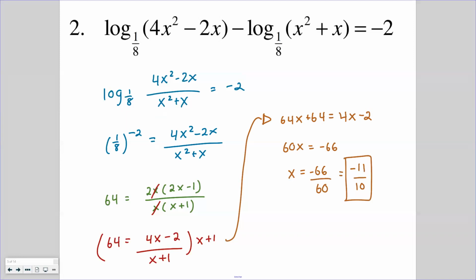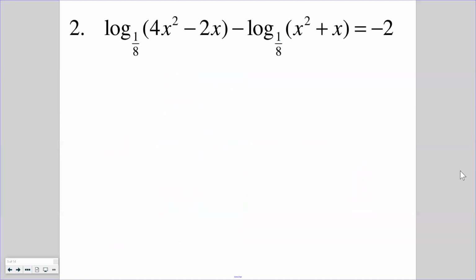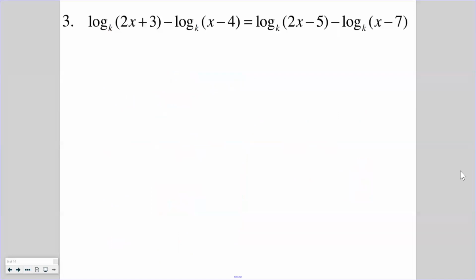If there was no answer to box, let's say none of the answers worked out, then your answer would just be nothing. Okay. All right, stop me if you've got questions, or you can throw them in the chat. I'm going to move on to number 3. I want to give you guys as much time as possible to work on homework today.